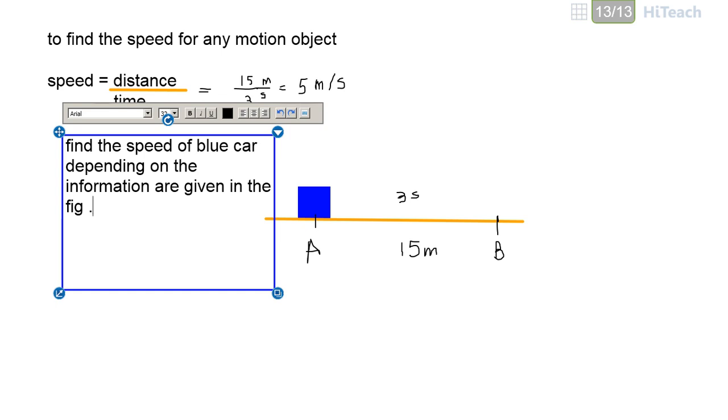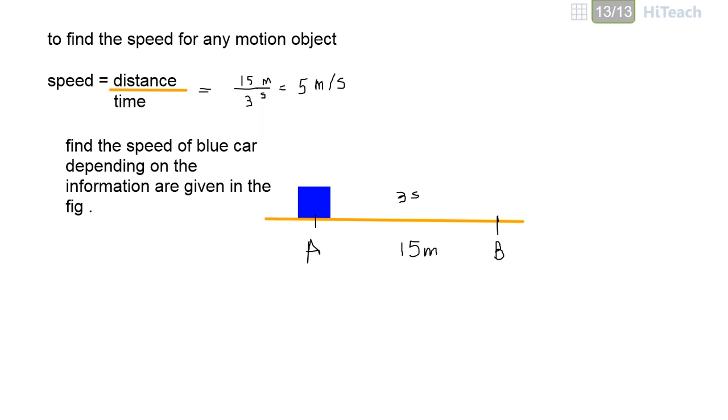What are the information are given? I gave you here like 15 meter. This is the distance. I told you this one is the distance, which is D. And this is the time that is given. Depending on this information, I found the answer. This is the answer.